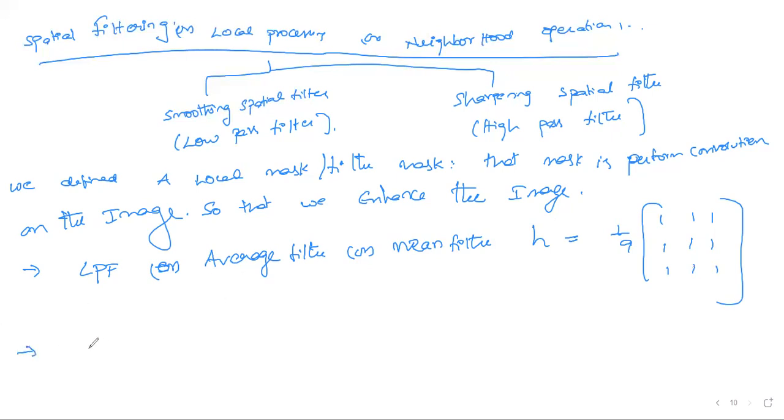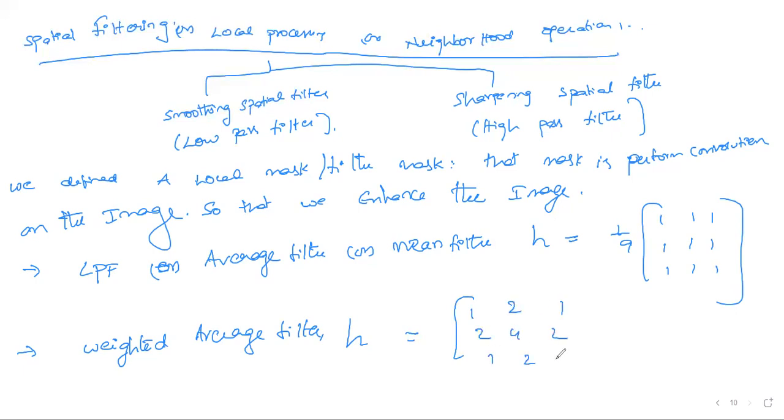And the second one is the weighted average filter. Small h is given as 1 2 1, 2 4 2, 1 2 1. Okay, you have to remember these filter masks.